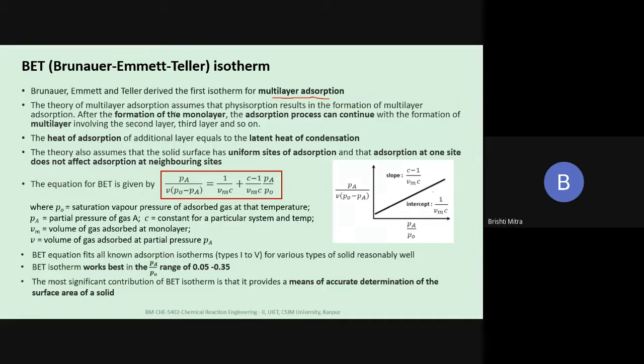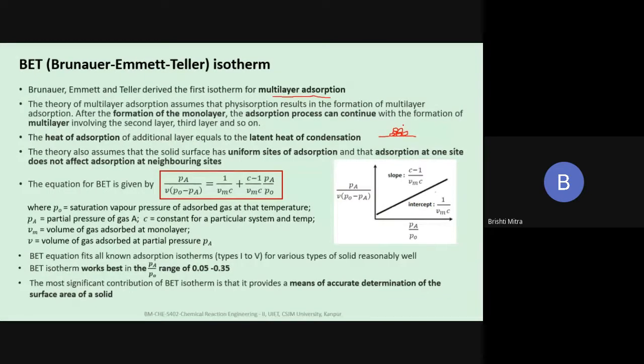The heat of adsorption of additional layers equals the latent heat of condensation. So first we have the heat of adsorption of the first layer. When we talk about the second, third, fourth layer, for example, this is my first layer adsorption, and this is my heat of adsorption involved. And when we have a second layer getting adsorbed on top of it, or a third layer, the heat of adsorption involved for the second and third layer is equal to the latent heat of condensation.